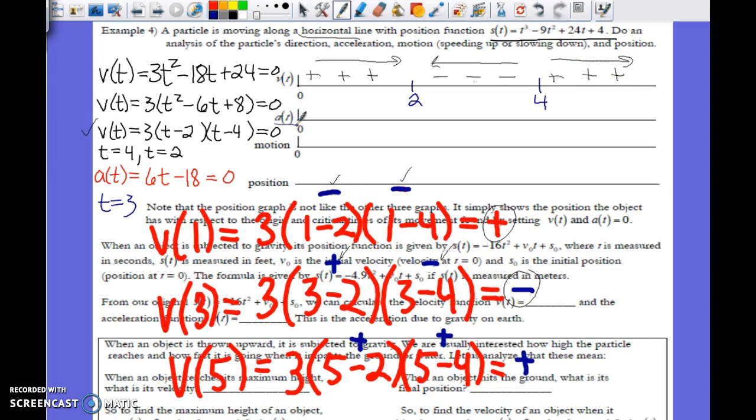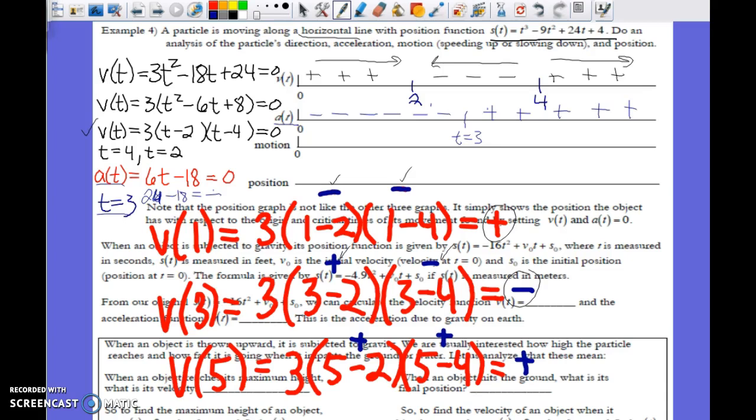Now moving on to the acceleration, we need to look at the acceleration equation. At 3 it's 0. To the left of 3, let's just check so you can see. If you plug in a 1, you got 6 minus 18. You're going to get a negative number. So everything to the left of 3 is a negative acceleration. If you plug in anything bigger than 3, such as a 4, you get 24. Anything beyond that gives you a positive number. So to the right of 3, you have positive acceleration.